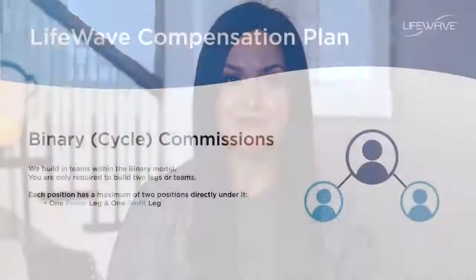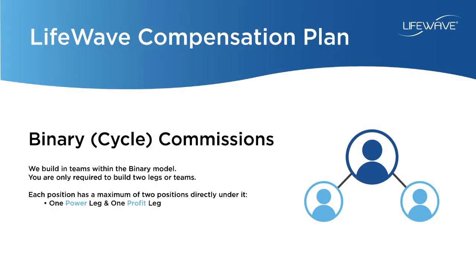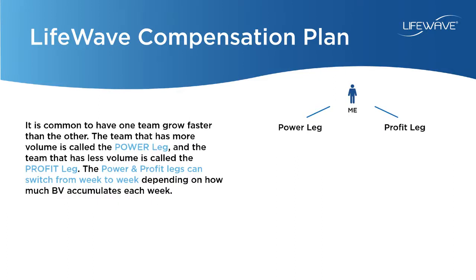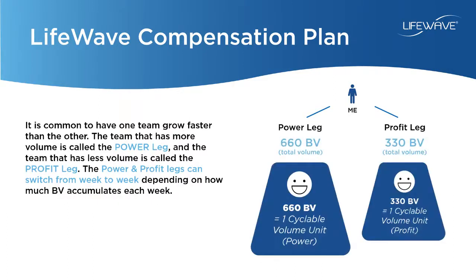Okay, so let's talk a little bit about how binary or cycle bonus commissions are calculated. Within a binary plan, we build in teams, and you only have 2 teams. You have your right leg and your left leg, or your power and your profit leg. It's common to have one team grow faster than the other. And like we said before, the team that's growing faster or has the most volume is considered your power leg, and the team that has less volume is considered your profit leg. These legs can switch from week to week depending on how much BV is accumulated each week.